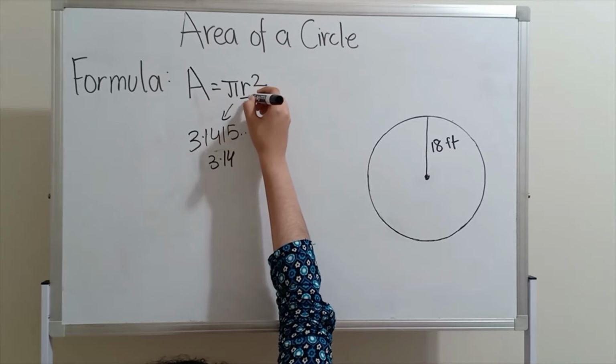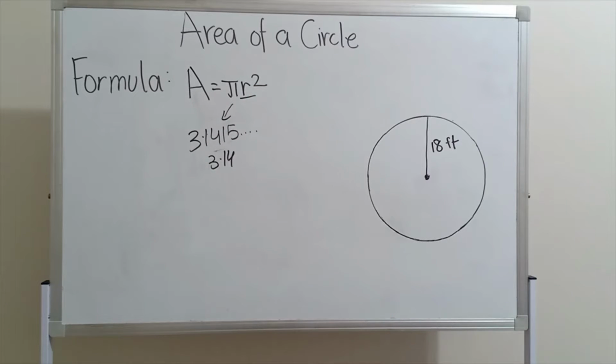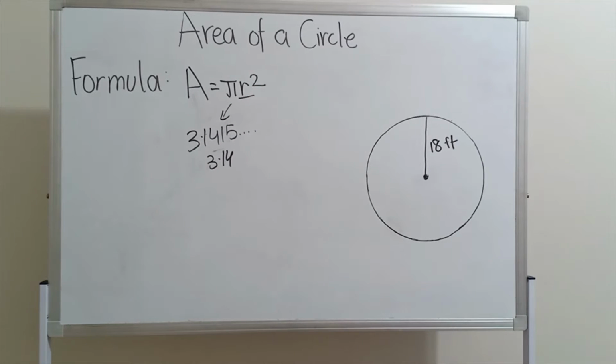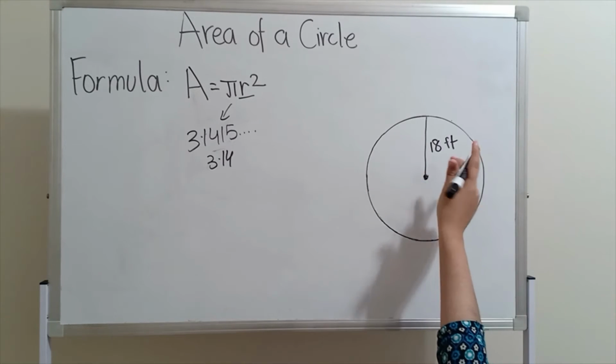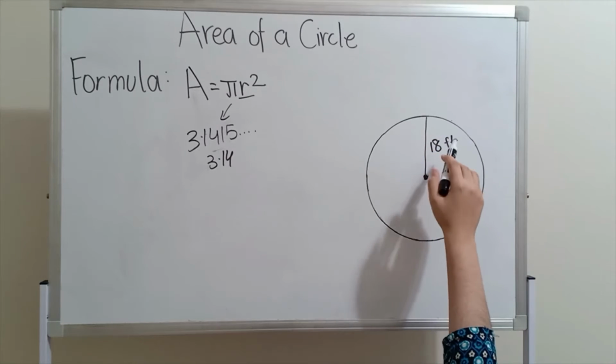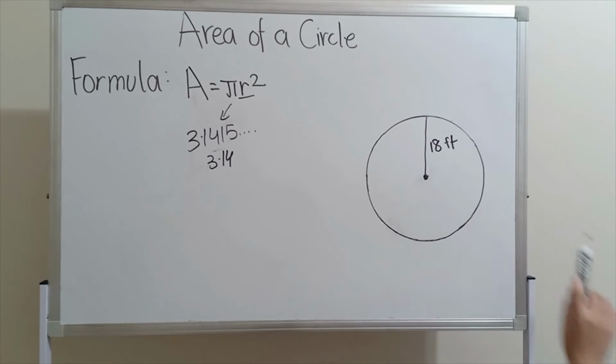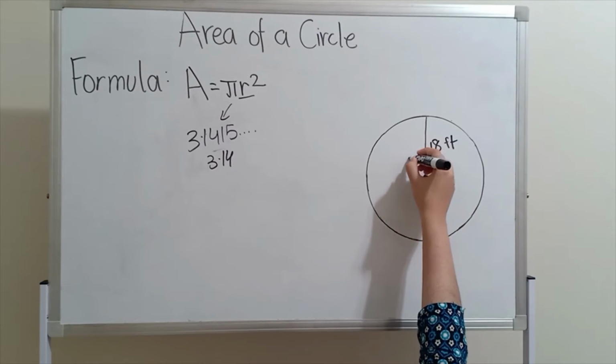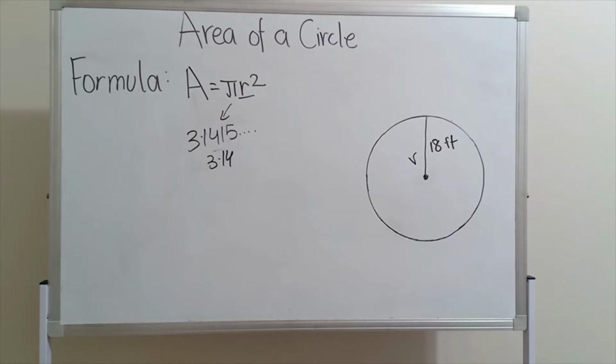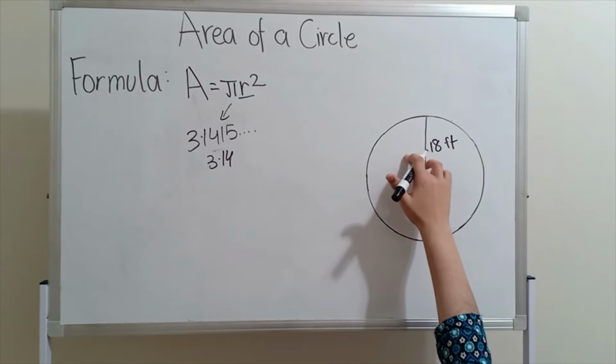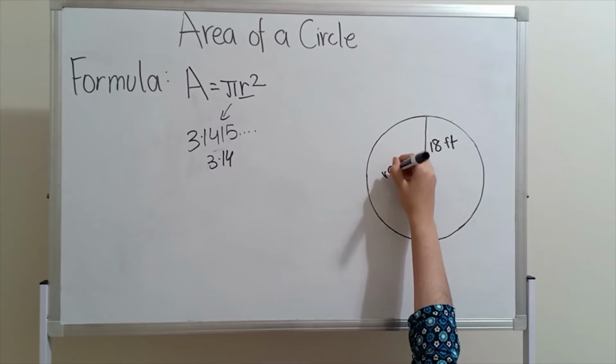First, let's see what r means. Now here we have a circle, and we're going to work on this problem later, but first let's see what r is in a circle. So this line inside it, which is labeled as 18 feet, is the r, and it is called the radius. R is used as a short form, but it is the radius.